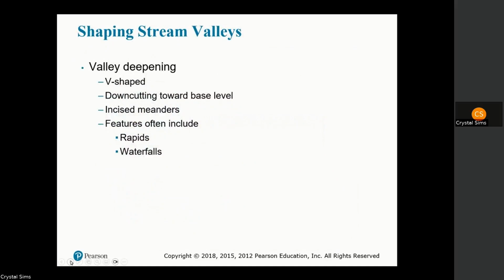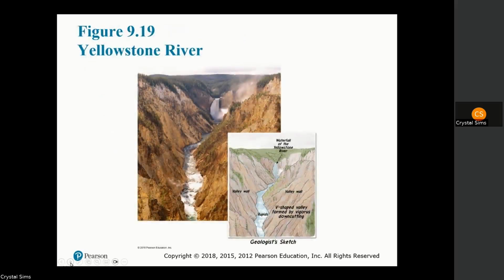And when we look at how we shape stream valleys, so valleys can become deeper. These would include our V-shaped valleys. And in a V-shaped valley, the walls are very steep. We get down cutting. And this occurs because the water is moving faster. And so there is more erosion that's taking place. There's abrasion that's taking place. And so the Yellowstone River is an example of where we have a V-shaped valley.